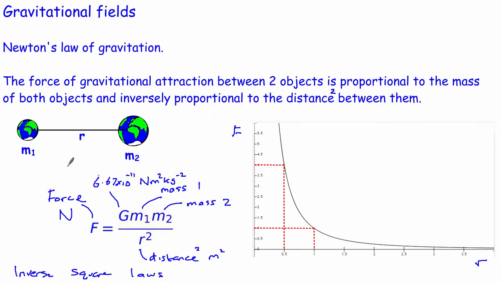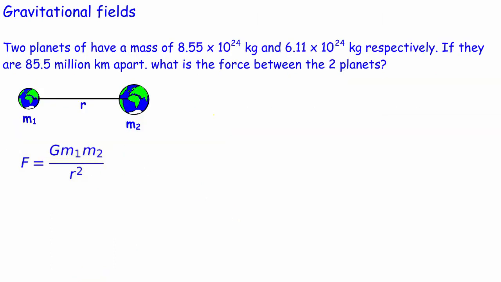So let's do a little example calculation. Let's imagine we've got two planets. The first planet's got a mass of this, the second planet's got a mass of this, and we're told that they're 85.5 million kilometers apart. We want to know the force between these two planets. So we'll simply use this equation here and we'll put our numbers in. So we want to know the force, so we should know everything else.